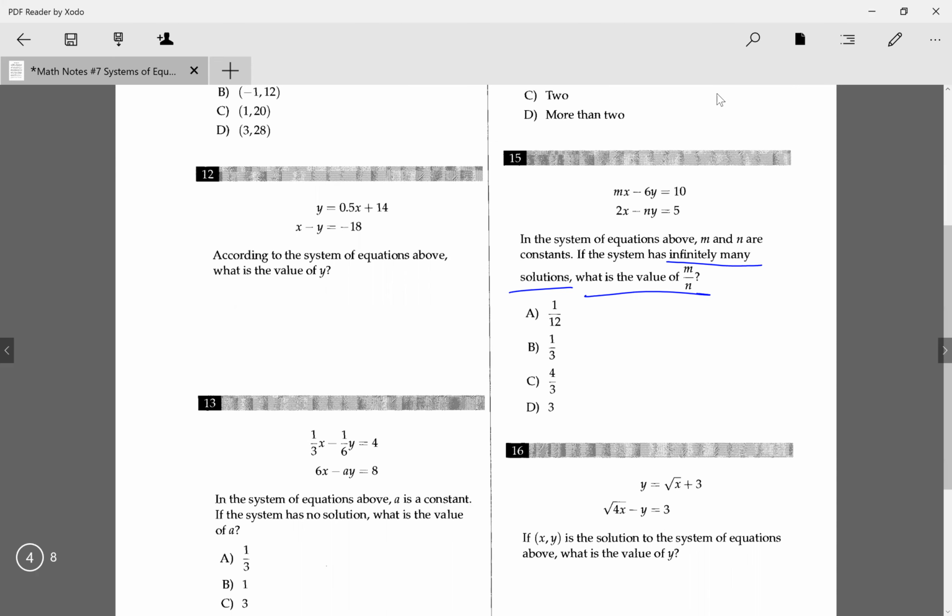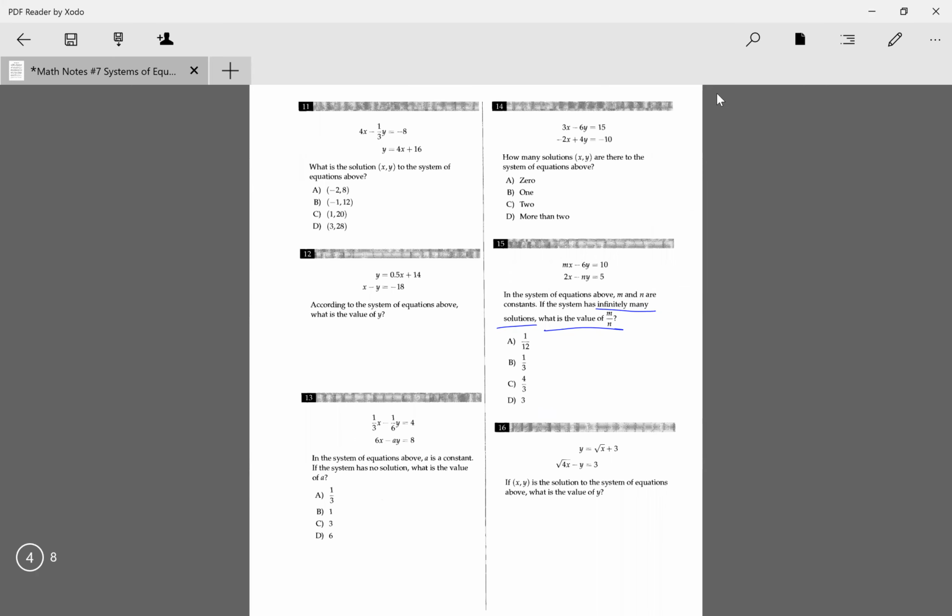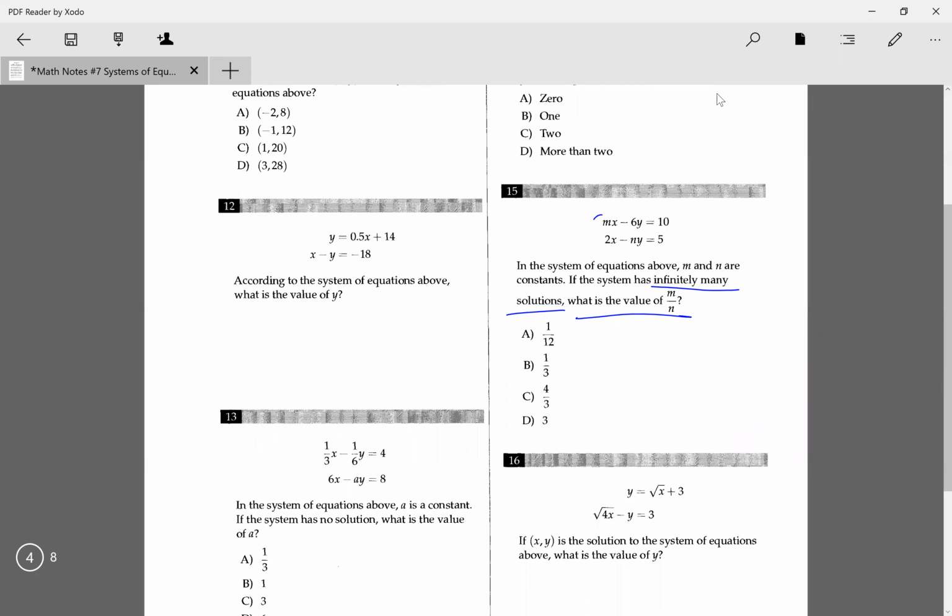That means, like I said in the previous notes, that this whole equation and this equation are the exact same. But both sides can be multiplied by the same number. See, in this case, the constants are different, right? 10 and 5. So what that means is that if I divide this first equation by 2, both sides by 2, which is still the same equation, I get this equation.